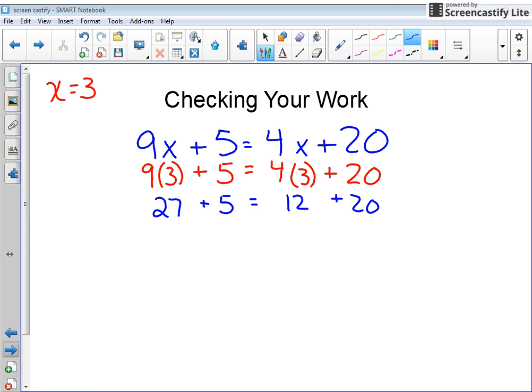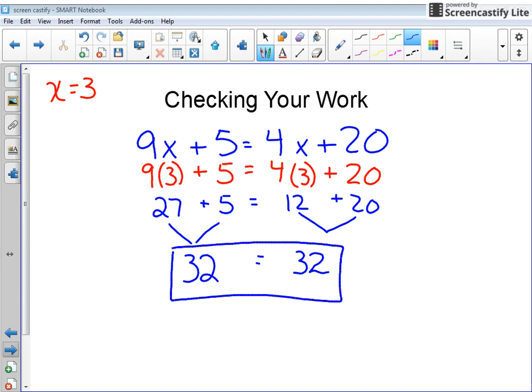Then I have 27 plus 5, which is 32. And 20 plus 12 is also 32. If you have the correct solution for the variable, this is the result that you will see. You will see both sides equal to each other when you do your check. And since 32 equals 32, I have checked my work and proved that x equals 3 is the solution for this equation.